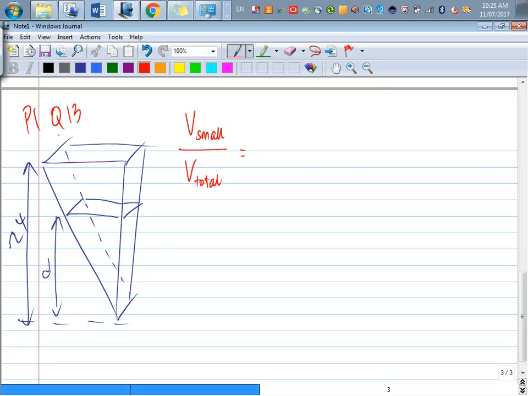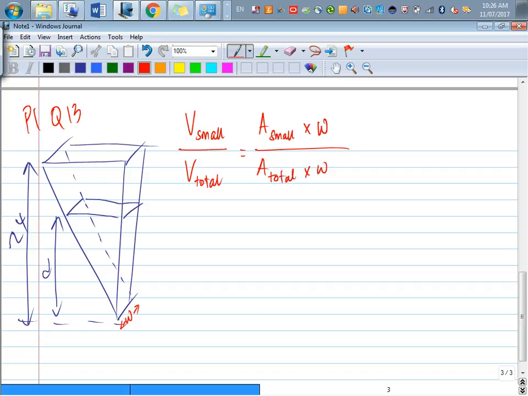The volume of this prism will be given by your cross-sectional area times the vertical height, right? In this case, we can call this the width. Okay, W over here. So this will be area small times the width over area total times the width.